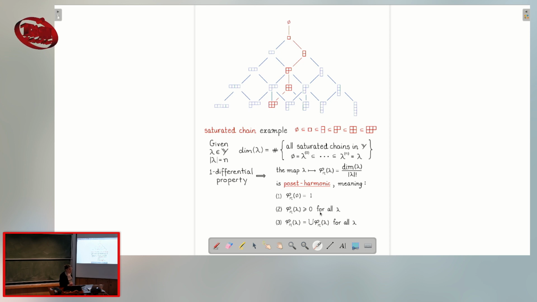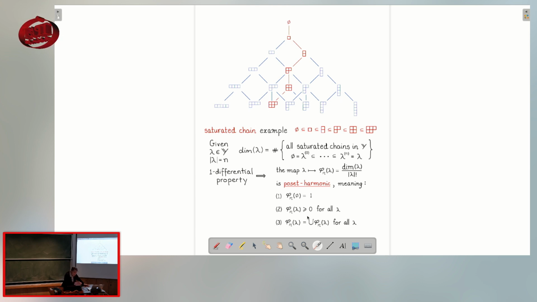What do you mean here? Phi pi of lambda? So phi pi is this particular function given by this ratio. So these three properties are the harmonicity properties.